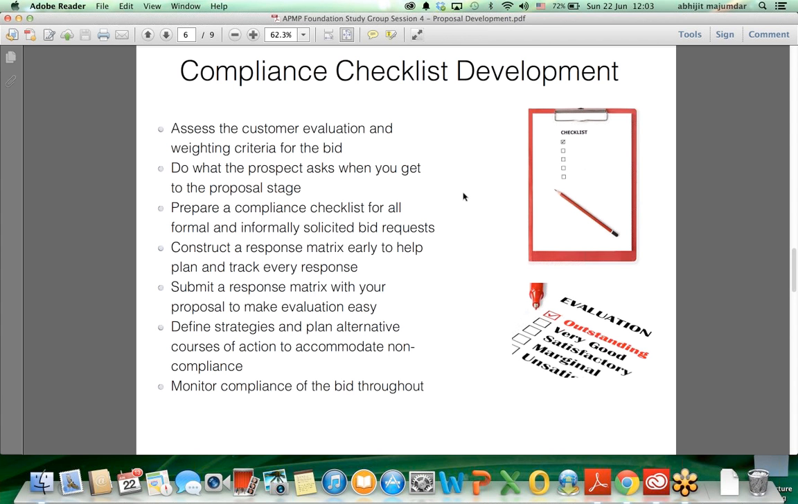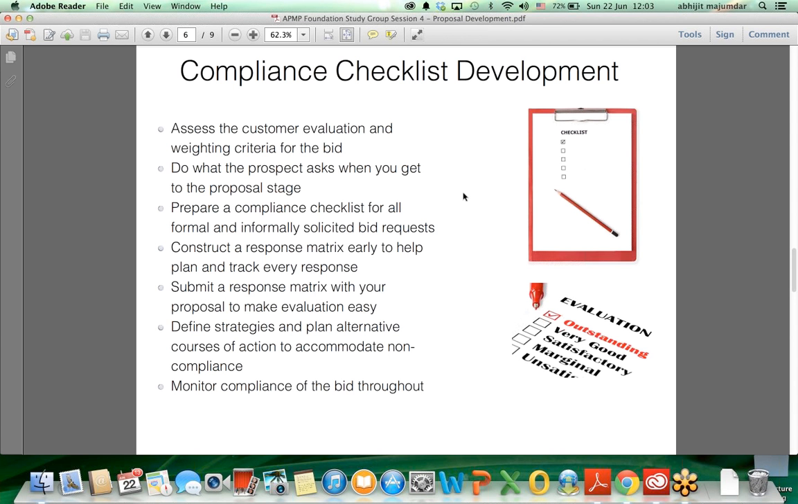So be very careful. Some proposal strategists say that we should propose innovation in our proposal, but if you have to propose innovation, propose it before the proposal, not during the proposal. That's the only thing I can say on this.